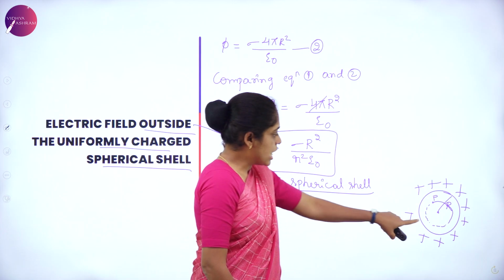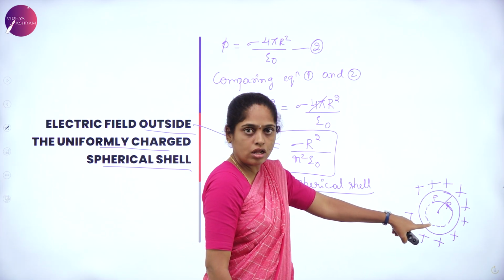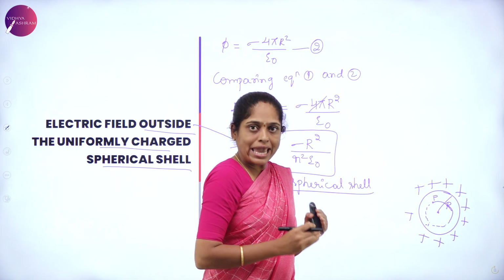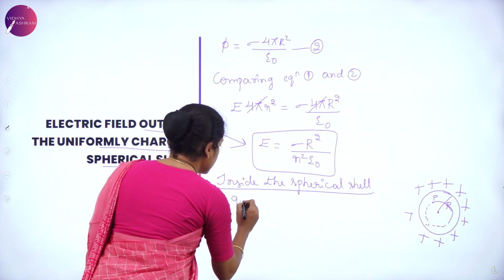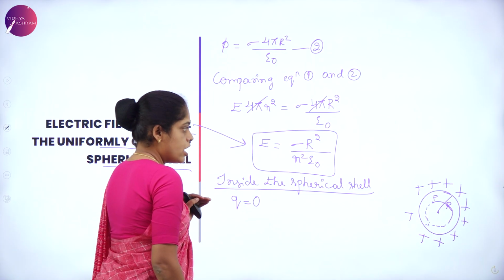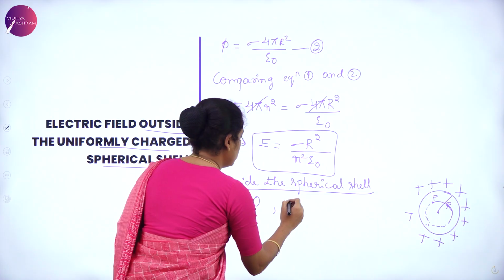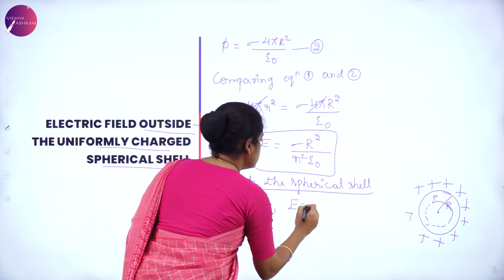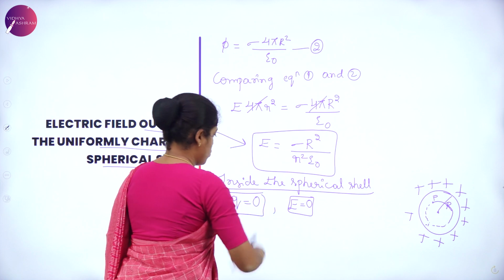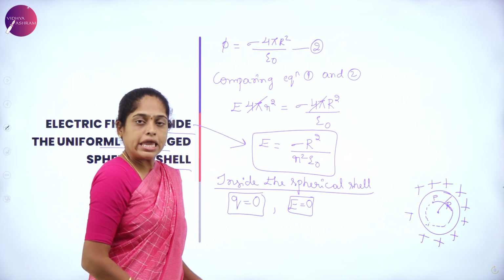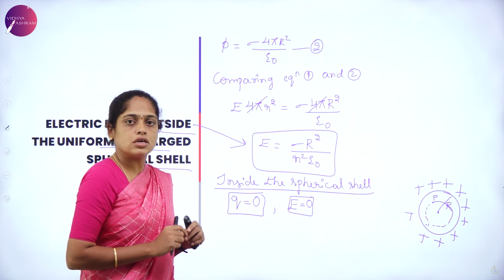Now look at this Gaussian surface which lies inside the spherical shell. It doesn't enclose any charge. So the charge enclosed by the Gaussian surface is 0. As the charge enclosed by the Gaussian surface is 0, the electric field is also 0 by Gauss law. Therefore, inside the spherical shell, the value of the electric field is 0.